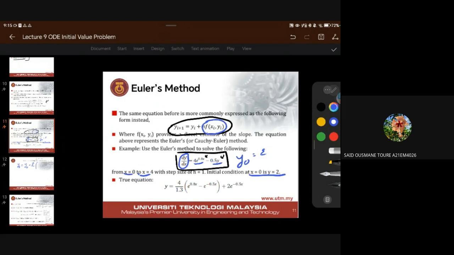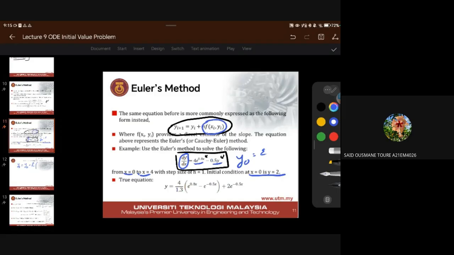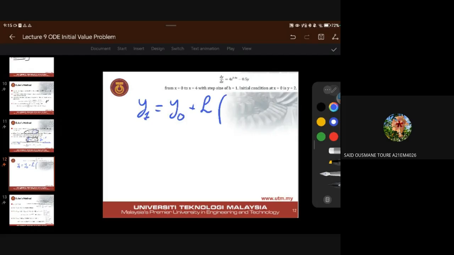Be careful of that. We are considering y1 as y of i plus 1, and 0 is i, okay? So when they talk about xi, they mean x0 and y of 0. So here it will be 4 e to the 0.8 x0 minus 0.5 y of 0. Is it clear to everybody? Simple as this. This is the method.